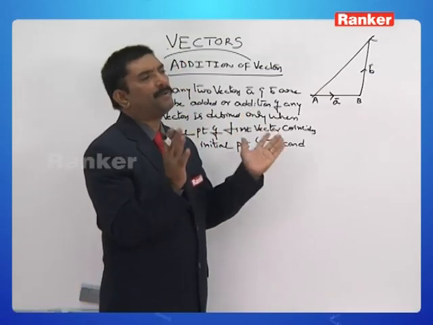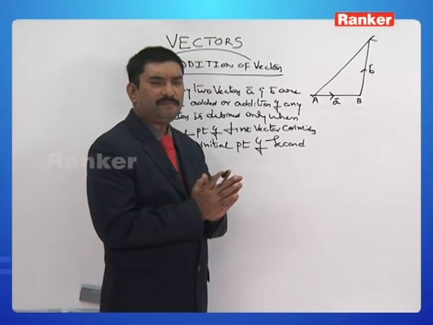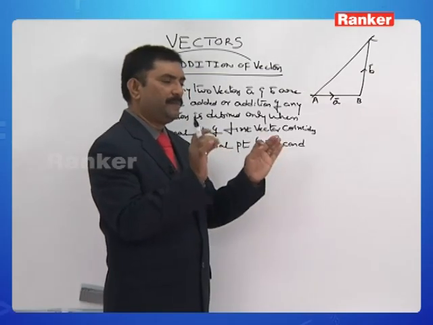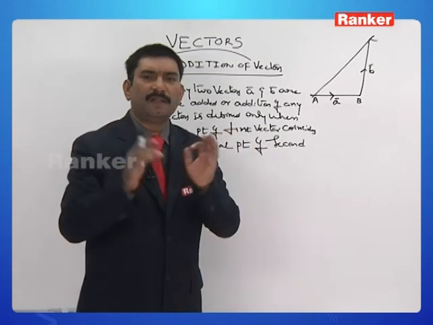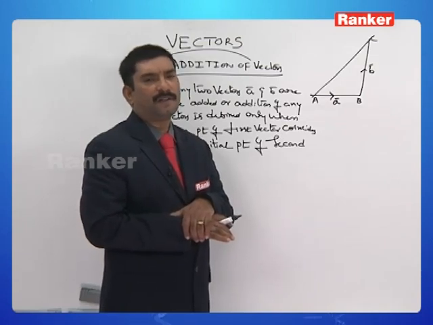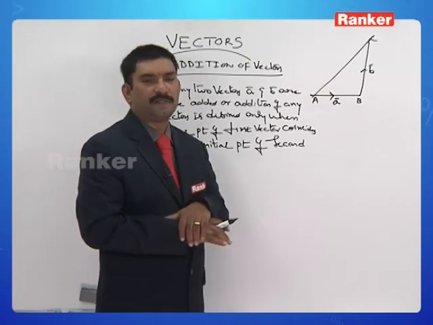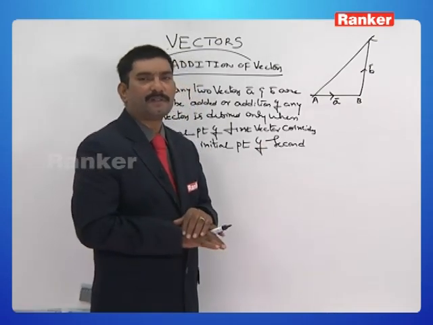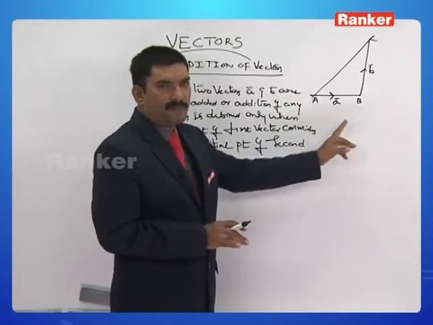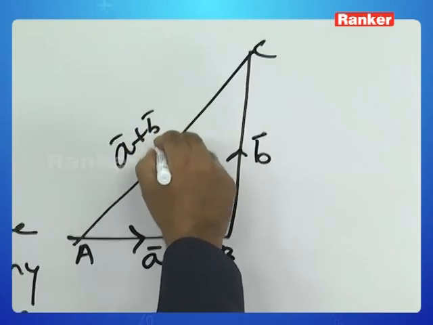You can add any number of vectors, maybe n vectors. In that case, the condition is the terminal point of the first vector must coincide with the initial point of the second vector. Then only the addition of vectors is defined. First of all, let us focus our attention on two vectors, then we can go for any number of vectors. The first and foremost thing is that the terminal point of the first vector must coincide with the initial point of the second vector. Therefore, this becomes A bar plus B bar.